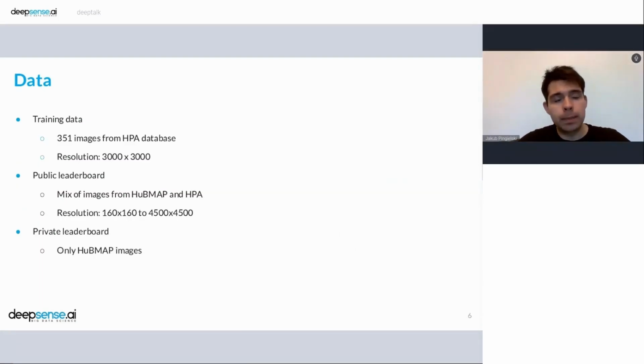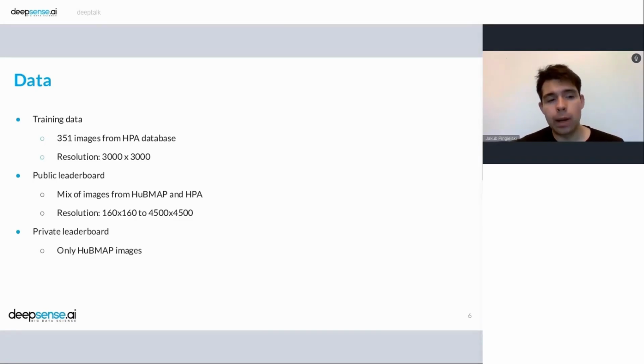Let's talk a little bit about data. There were actually 3 different data sets. First was training data set that was provided by organizers. It consisted of over 300 images that all came from HPA database. It's a medical images database. And those images were quite large. The resolution was 3000 by 3000 pixels.